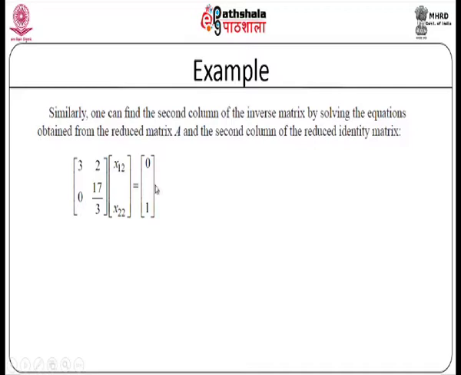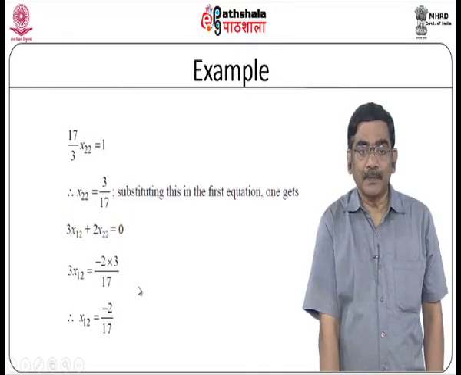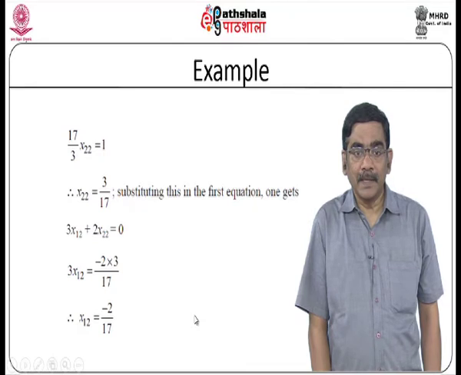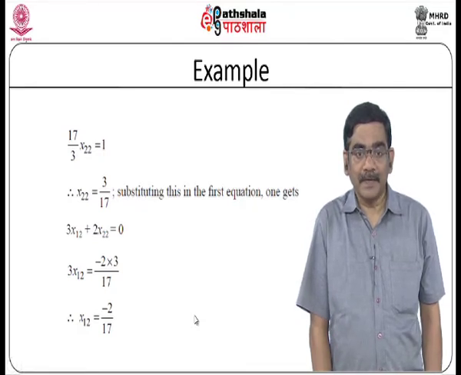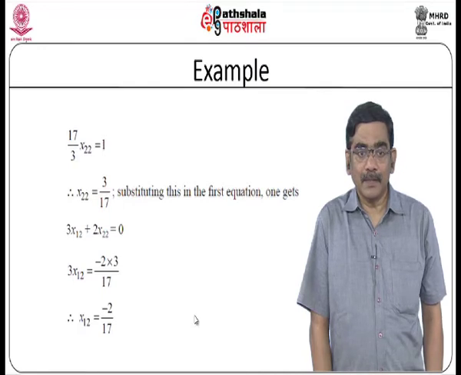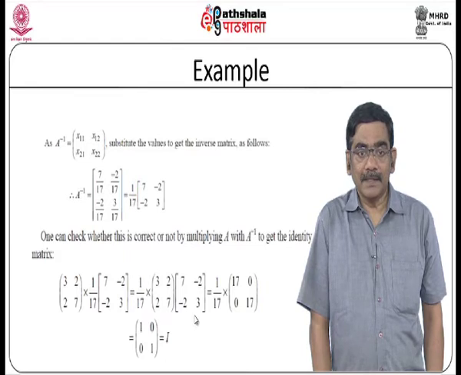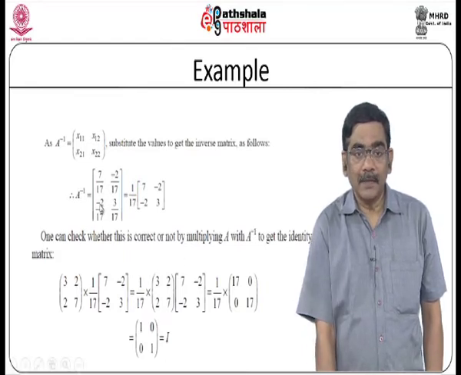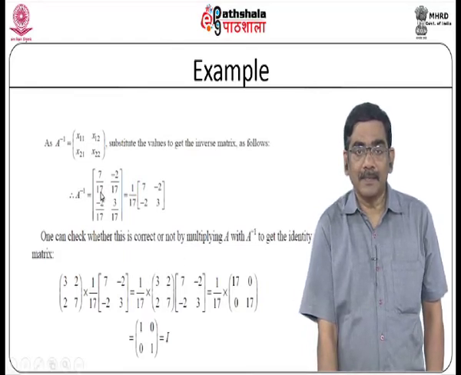Now we can solve this for the unknowns x 1 2 and x 2 2. You can see that x 2 2 is going to be 3 by 17 and x 1 2 is going to be minus 2 by 17. So, now we know the values of x 1 1, x 1 2, x 2 1 and x 2 2. By substituting these into the equations, we get the inverse matrix.